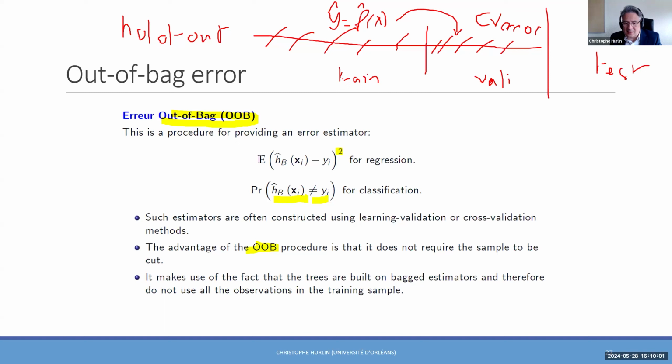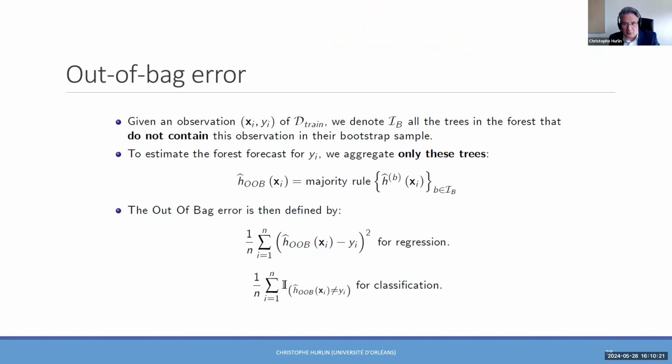What is the trick? The trick is the fact that the trees are built on a bagged estimator, on a bootstrap estimator, and therefore they do not use all the observations in the training sample. Okay, so let me illustrate this point.